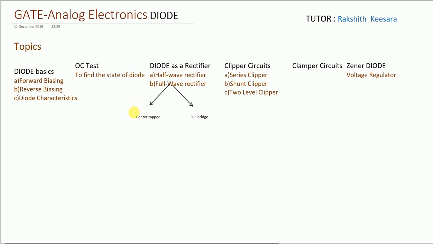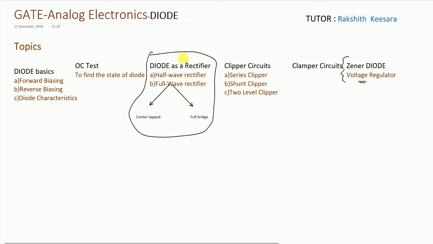While coming to the application part, we have four applications. First is diode as a rectifier, half wave rectifier and full wave rectifier. Next, clipper circuits, next, clamper circuits. Then the Zener diode, which we will use as a voltage regulator. So I am going to discuss the rectifier topic first: diode as a half wave rectifier and diode as a full wave rectifier. In full wave rectifier we will have two configurations, one is center tapped configuration, one is full bridge configuration. So I will discuss these four topics in this video.